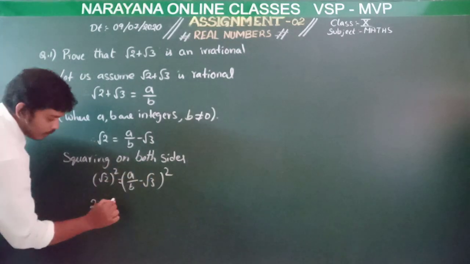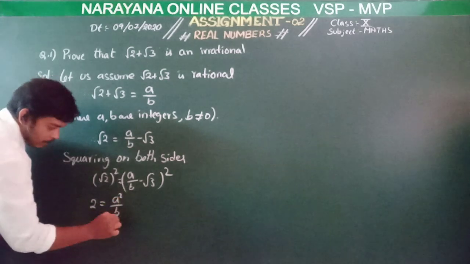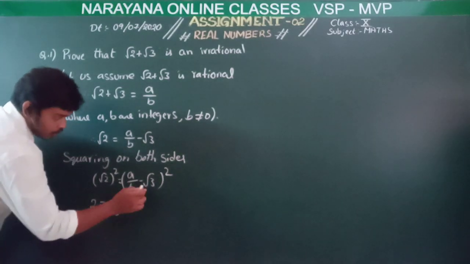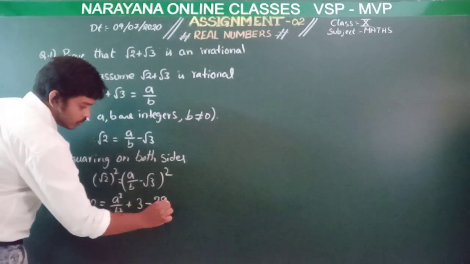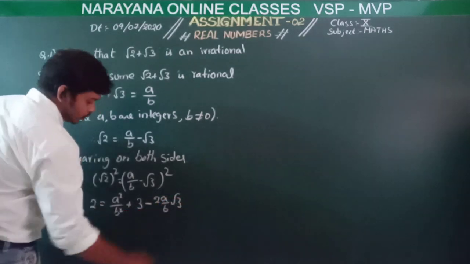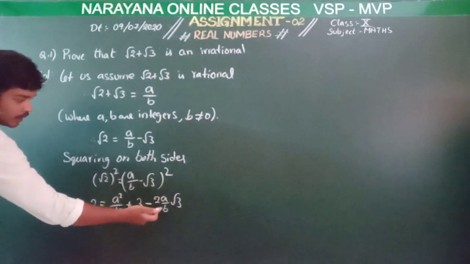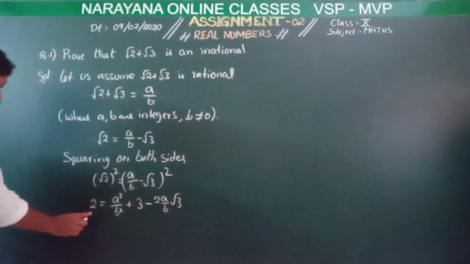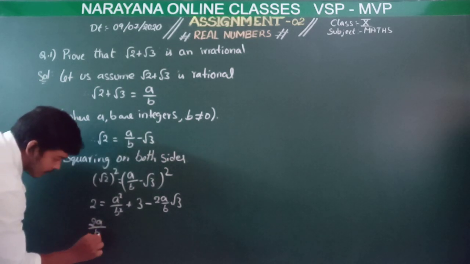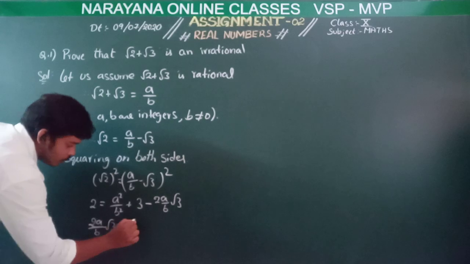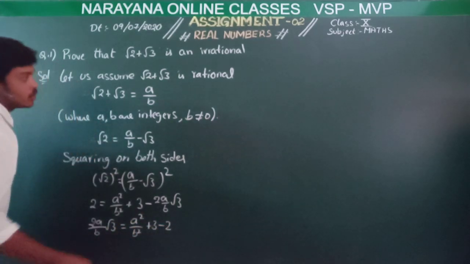a by b minus root 3 whole square. By the a minus b whole square formula, that means a square by b square plus root 3 whole square, which is 3, minus 2 into a by b into root 3. See children, I am sending minus 2 a by b root 3 to the left hand side and 2 to the right hand side. Therefore, 2 a by b root 3 equals a square by b square plus 3 minus 2.